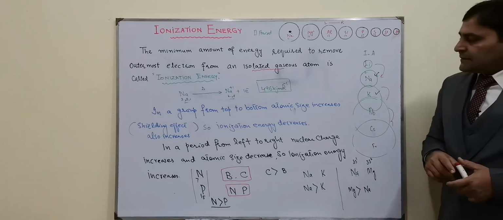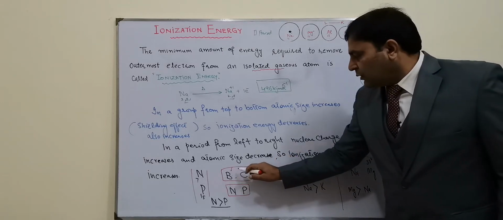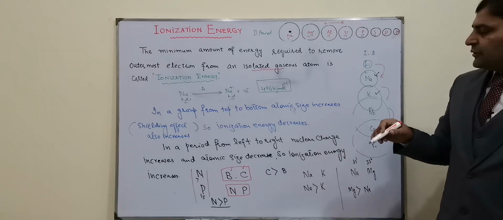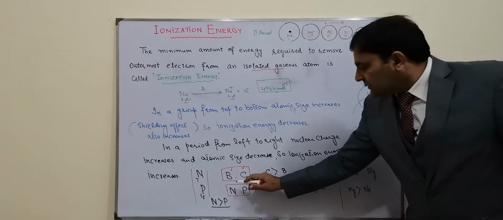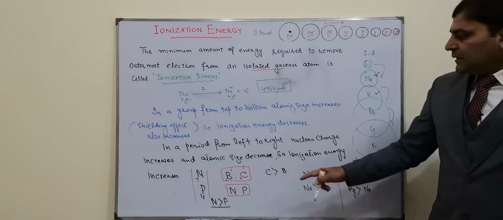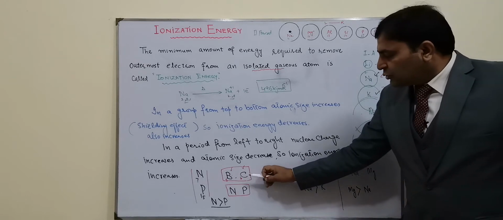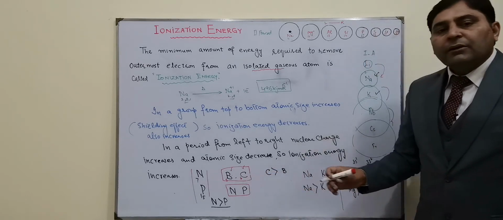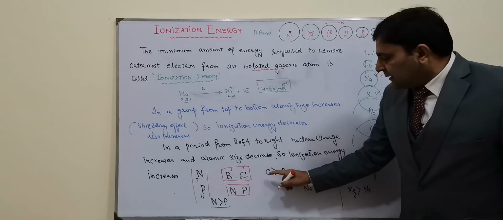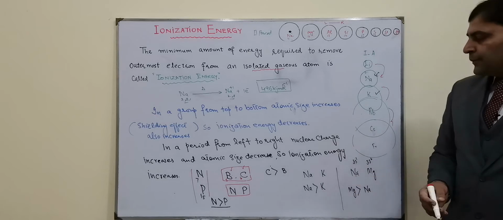Now we will discuss some elements which have more ionization energy. Boron or carbon, they belong to the same period. Boron comes first and then comes carbon, atomic numbers 5 and 6. You know, there are more electrons in the valence shell and a higher proton number, so removal of an electron from carbon becomes difficult because its size is smaller. We will say that carbon has more ionization energy than boron.